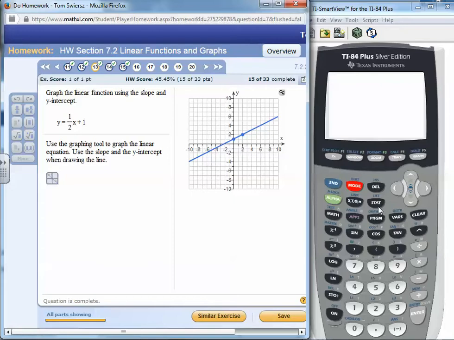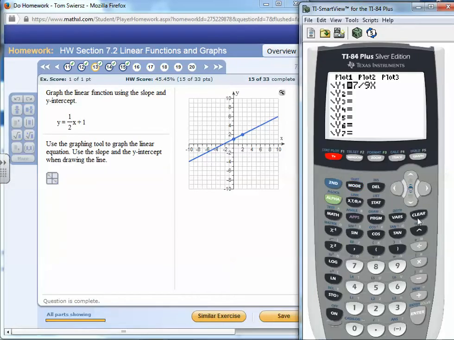Now, you can also do this on your calculator. Remember, you've got to put in the equation y equals. So y equals is the leftmost key right underneath the calculator screen. So click on y equals. If you have something already in there, click clear for y1. 1/2 you can put in as 1 divided by 2 times x. You can just put in x, you don't need the times, and then plus 1.